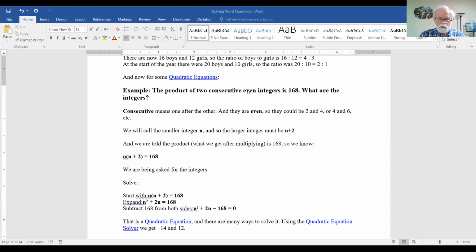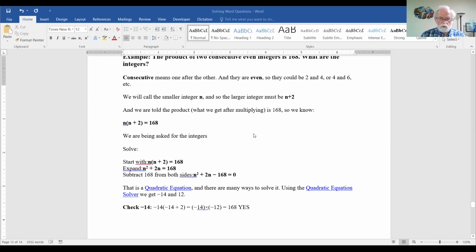Okay, so 2 consecutive even integers. So that's going to be n. The second one has to be n plus 2. So the product is what we get after multiplying n times n plus 2. We're being asked for integers, that's our answer. And if we can calculate n, we know what n plus 2 is. We can all add 2 to anything. So we multiply n times the first component of the parenthetical phrase, and then n times the second one. So we get n squared plus 2n equals 168.